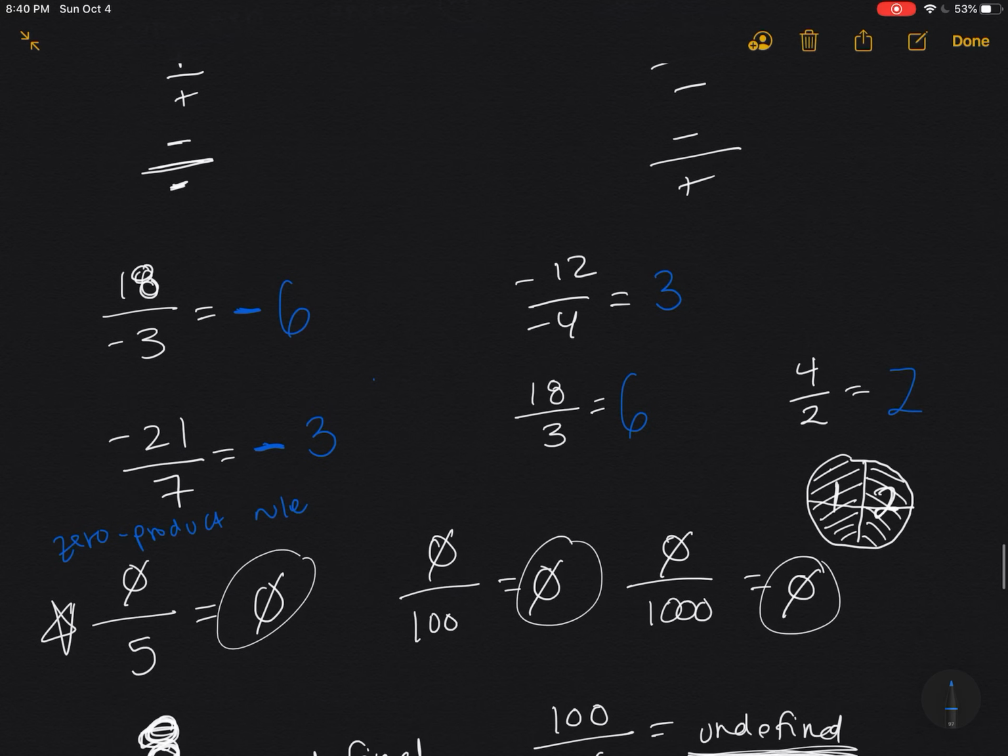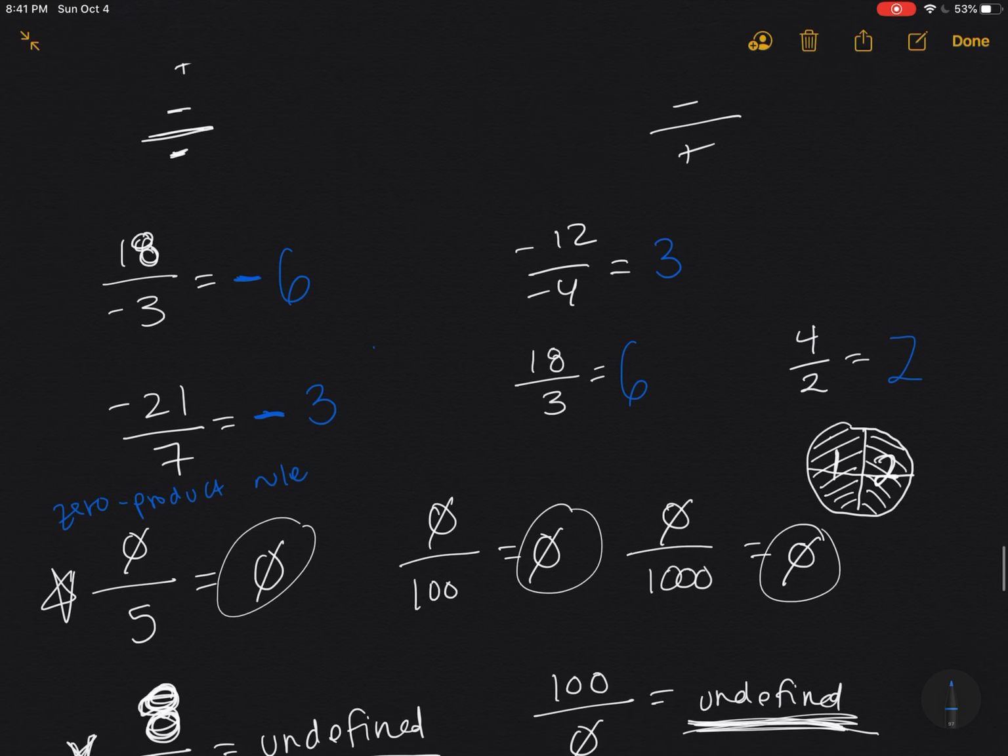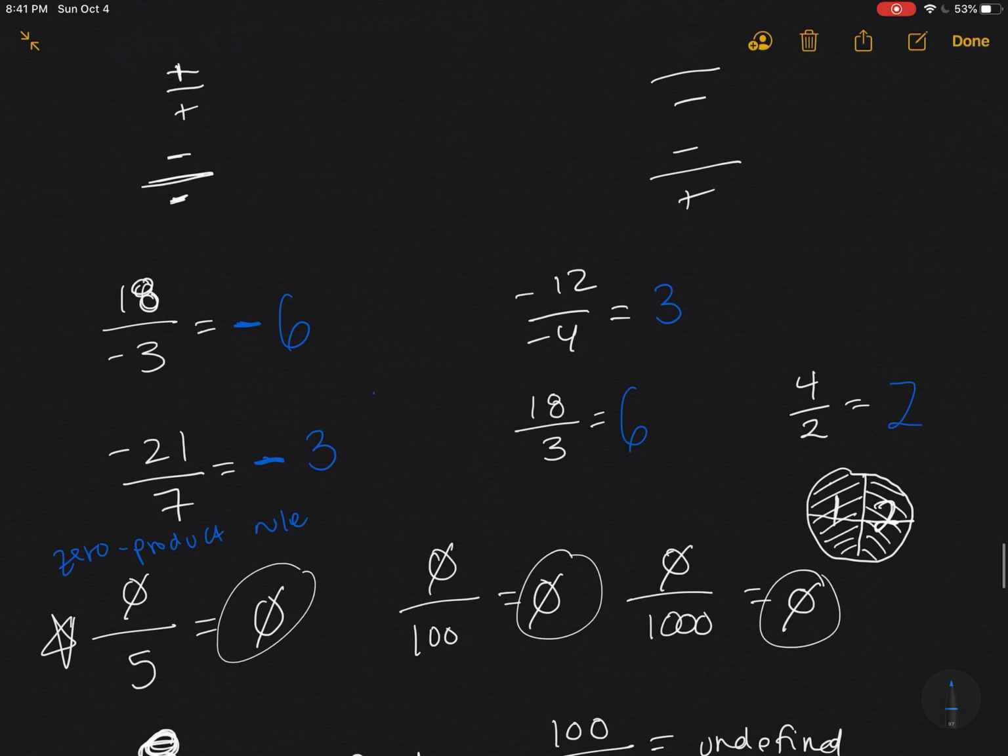Okay, so 0 divided by 5 equals 0. 0 divided by any number is equal to 0, right? Because if you read it the other way, I'm going to write it up here: 5 times 0 equals 0.